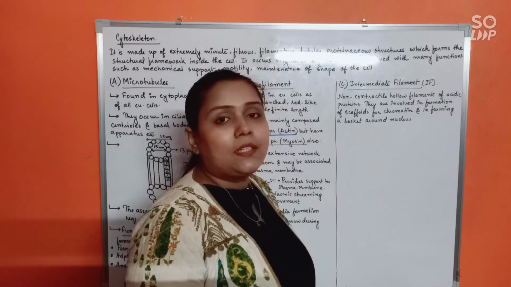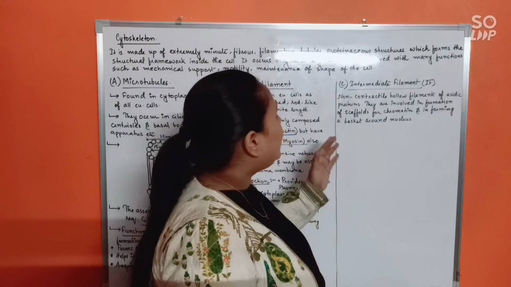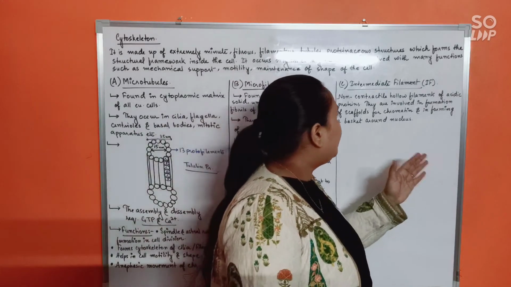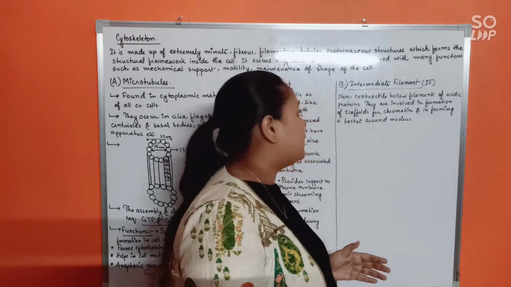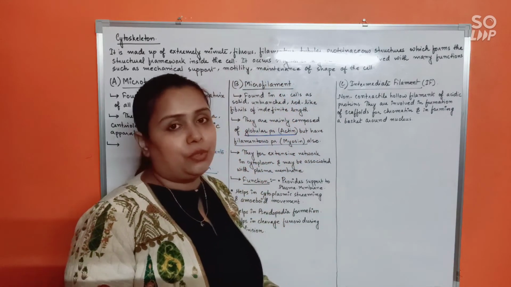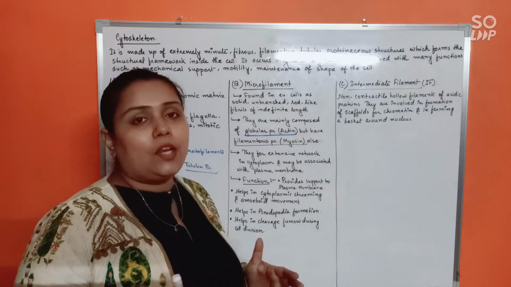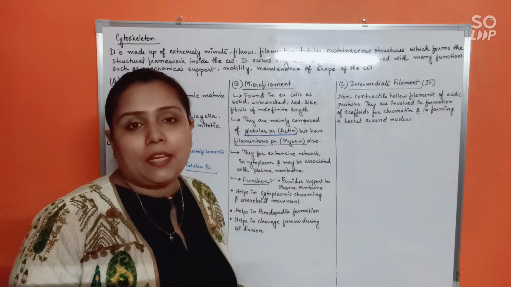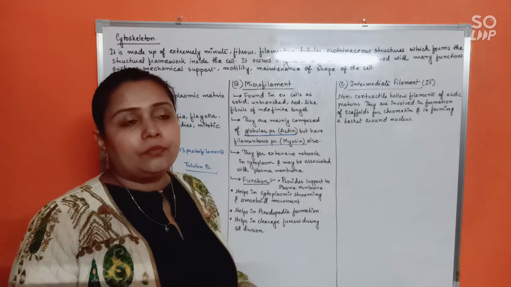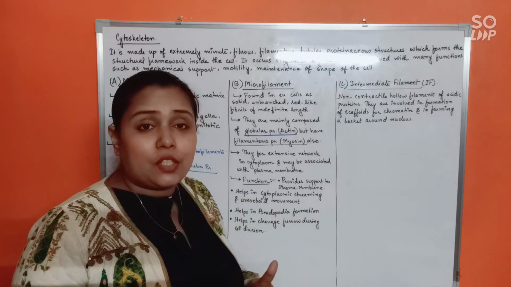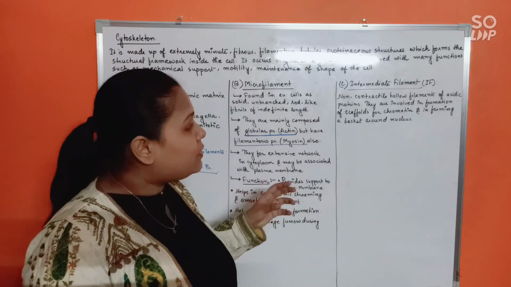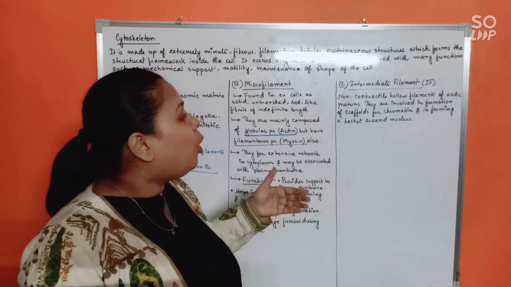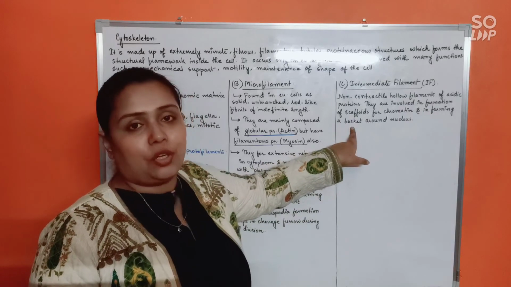Last one is intermediate filaments or IF. These are non-contractile hollow filaments of acidic proteins, and mainly they are involved in the formation of scaffolds for chromatin and in the formation of a basket around the nucleus. The nucleus being the largest cell organelle, it usually remains at the center of the cell, isn't it? Mainly in case of animal cells, it would be at the center. And the nucleus remains fixed there, it doesn't move here and there. So this fixation of the nucleus in the cell is brought about by intermediate filaments, which form a basket-like structure all surrounding the nucleus.